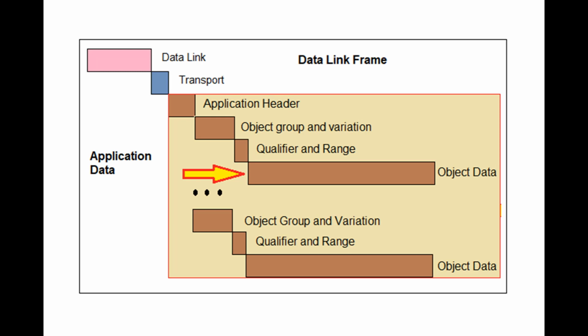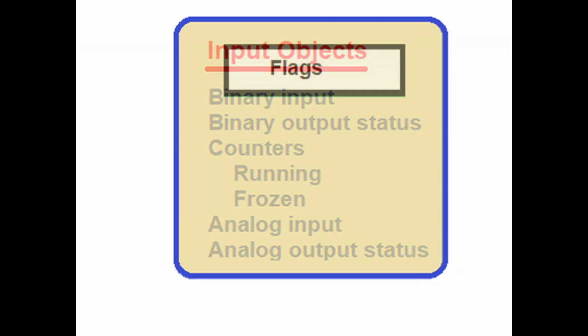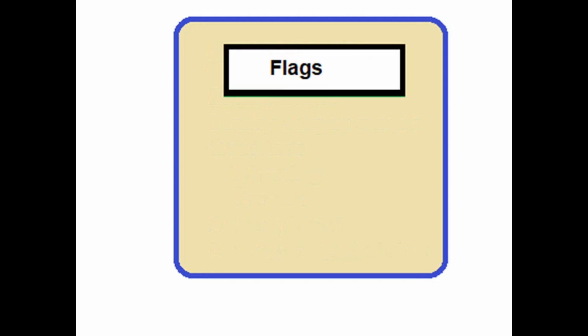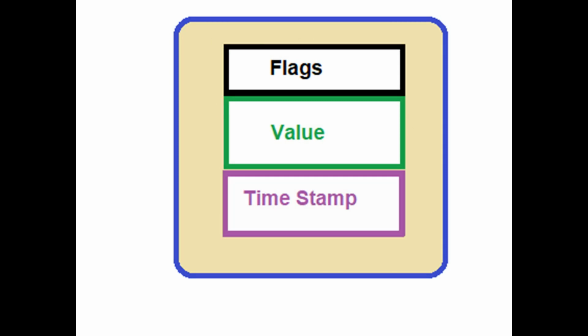As a reminder, input objects covered by this class include binary input, binary output status, counters running, counters frozen, analog input, and analog output status. Data in each input object contains some or all of three types of information: flags, value, and a timestamp. Information reported is sent in the order shown.